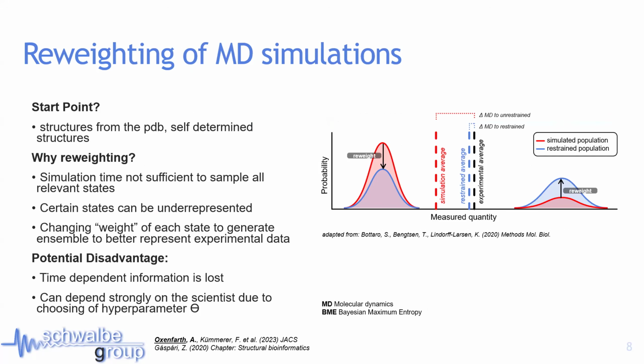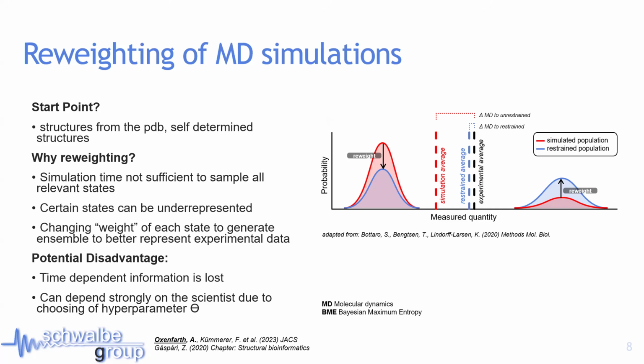And the idea is if we sample just enough space, we might not sample everything how it is in nature, but we will sample the populations that are relevant, at least to some degree. And by reweighting, we can shift the simulation average to resemble something more of the experimental average. So we don't change the MD simulation at all. We just change the weight of each frame in the MD simulation. One potential disadvantage when you do this is that you can lose time-dependent information because you're selecting single frames.